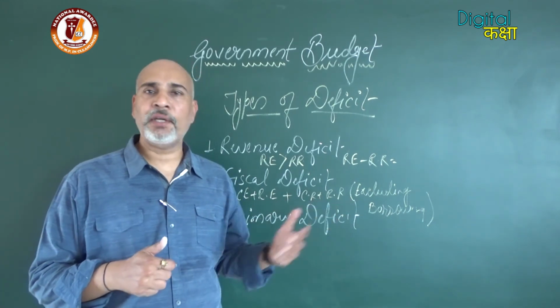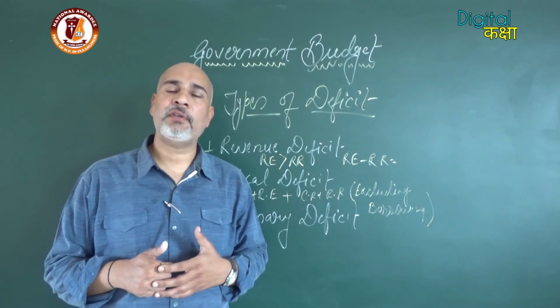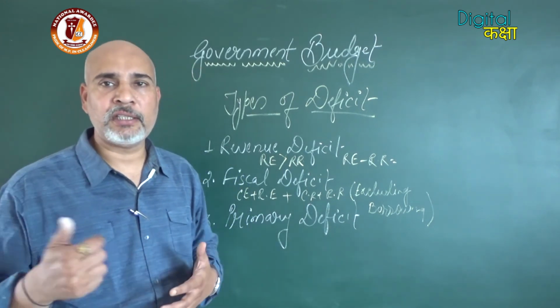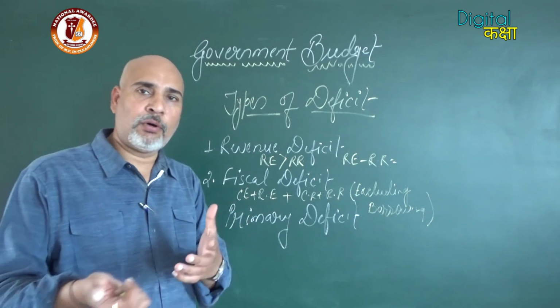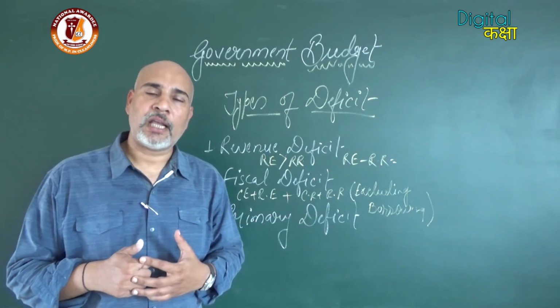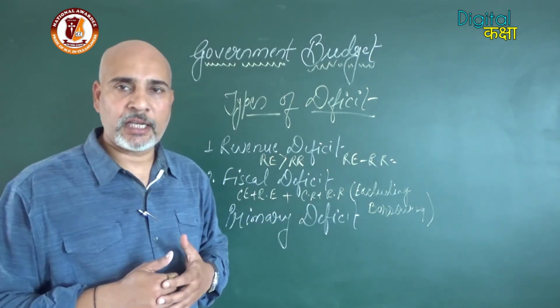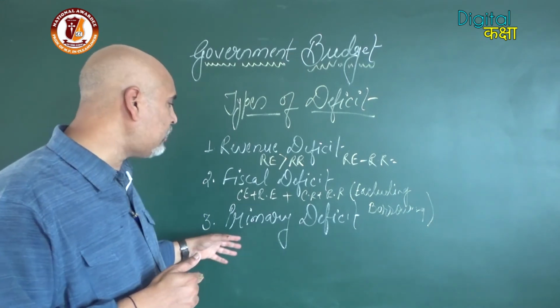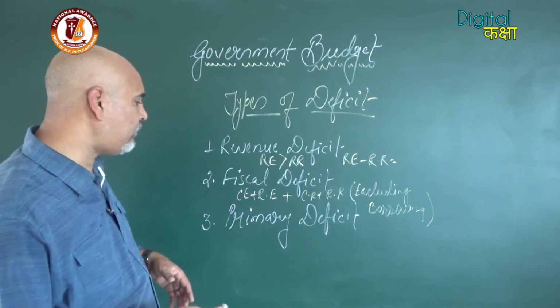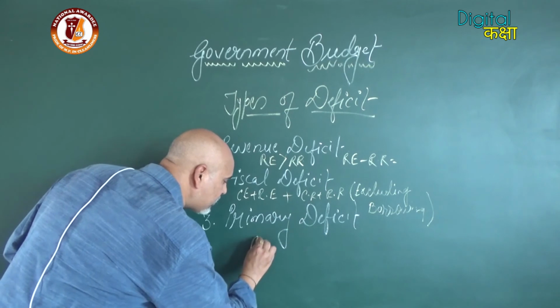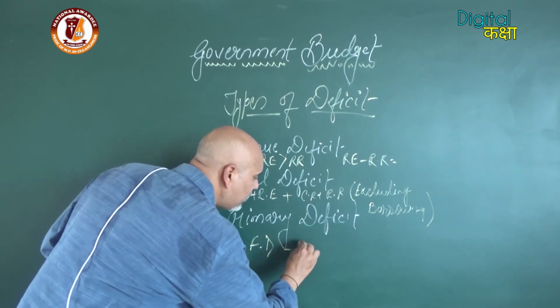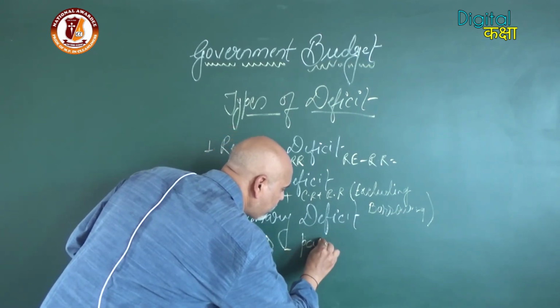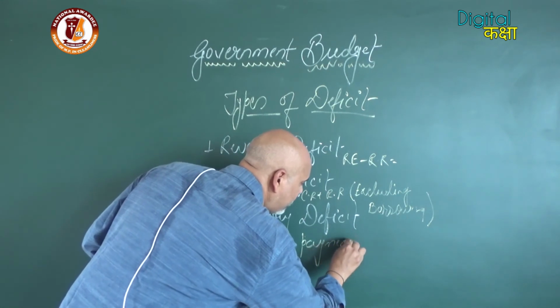So the government takes measures to reduce such types of deficit also. From time to time they increase the taxes, and somehow on non-productive segments they also reduce their expenditure. Okay. Third one is primary deficit. Primary deficit we can calculate through fiscal deficit minus payment of interest.